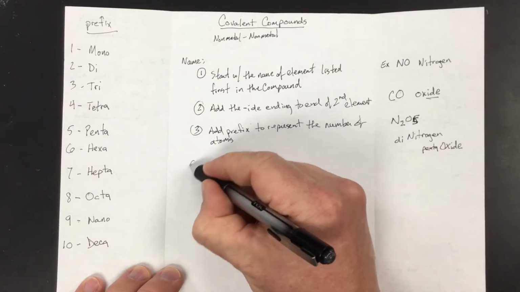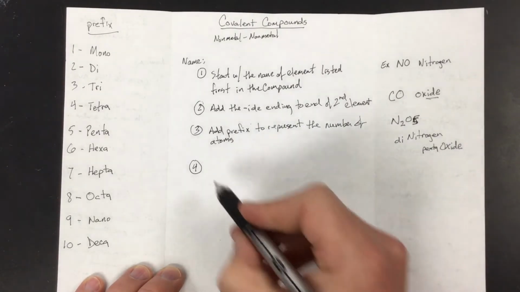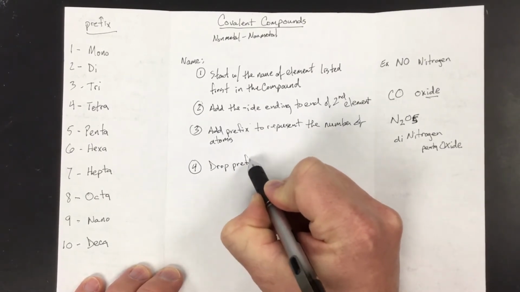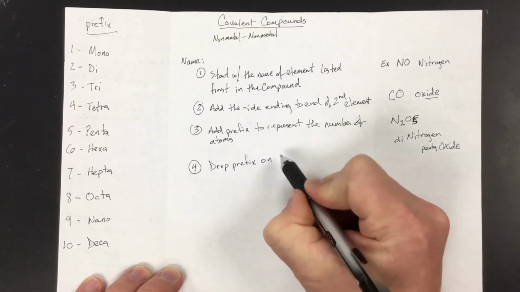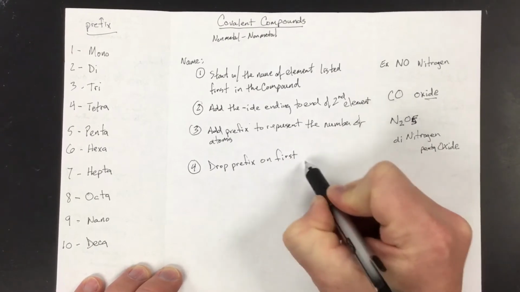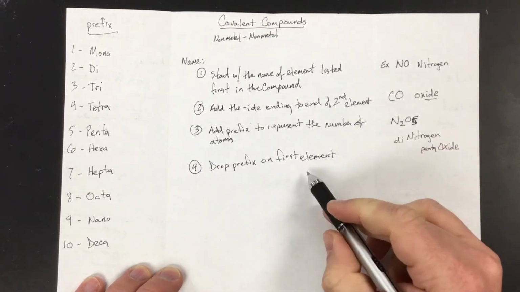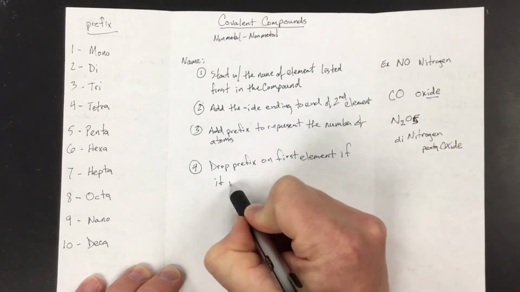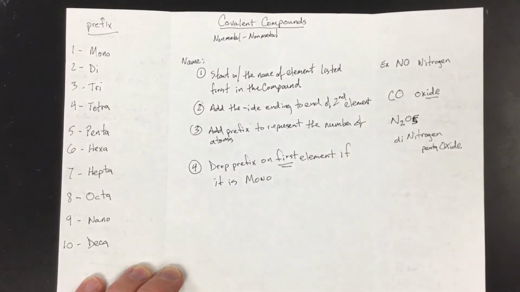And I got to be perfectly honest with you, I have no idea why this step is in here. I've never seen a really good explanation for it. All right? Rule number 4 says you get to drop the prefix, or get rid of it, or don't use it, if the prefix on the first element is mono. Drop the prefix on the first element if it is mono. Only on the first element, though. Okay? Only on the very first one.